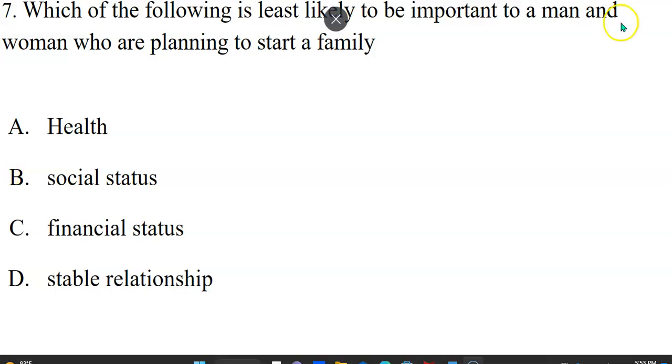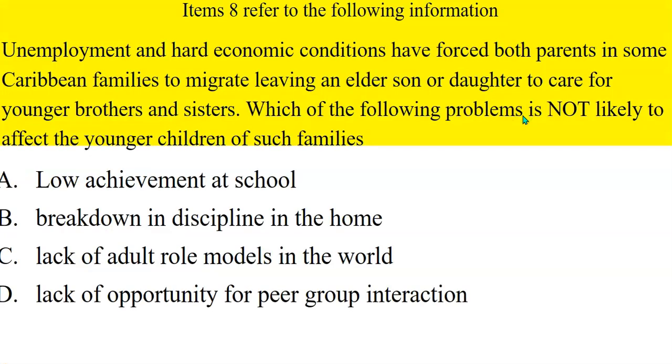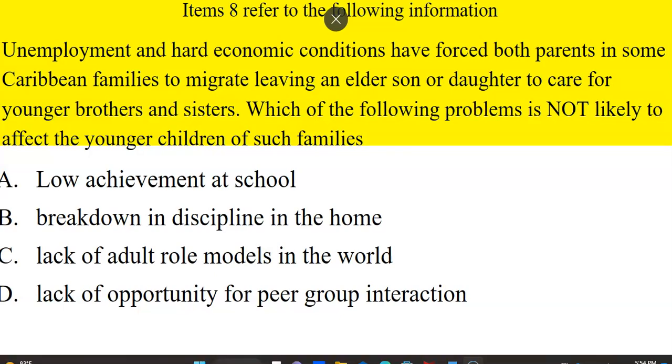Question 8, and we are going down nicely. Unemployment and hard economic conditions have forced both parents in some Caribbean families to migrate, leaving an elder son or daughter to care for younger brothers and sisters. Which of the following problems is not likely to affect the younger children of such families? And the answer to question 8 is letter D, lack of opportunity for peer group interaction.